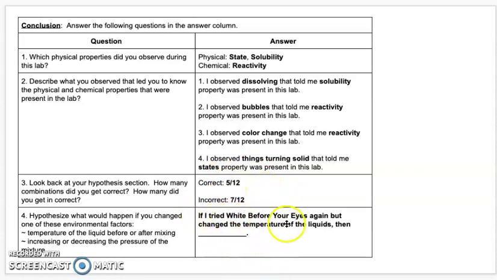And if I tried this before your eyes again, but changed the temperature of the liquids, then you could also have the sentence that I spoke out loud in the example prior to this, before I had them written down. Again, we'll go over this tomorrow more in class, but these are very similar or sometimes exactly what you need to have.